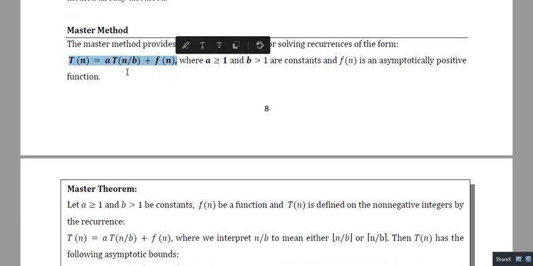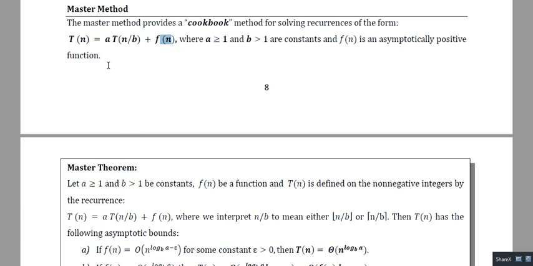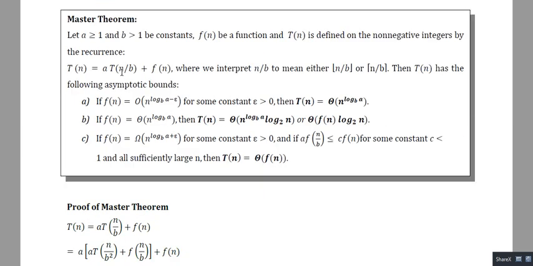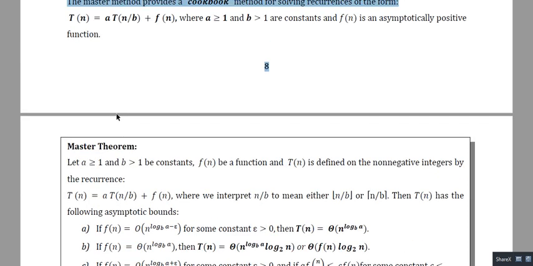That is, the recurrence which takes this form: T(n) = a T(n/b) + f(n), where a is greater than or equal to 1, but b is always greater than 1. This cannot be 1 even. And f(n) is an asymptotically positive function, always. So for this kind of problem our master method is applicable. There are three cases for this master method.